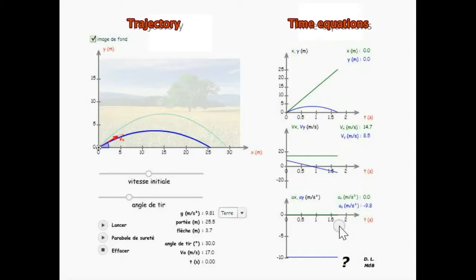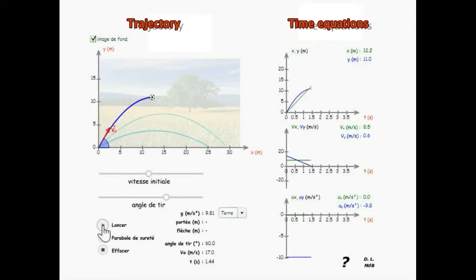We are not going to talk about the graphs, they are the same shapes. If now we are going to change the angle, is there another angle for which the projectile has the same range? Let's see. We are going to choose an angle of 60 degrees. Okay? And let us see if we are going to have the same range. So as you see here, we have the same range. So for an angle of 60 degrees, we have the same range as for the angle of 30.